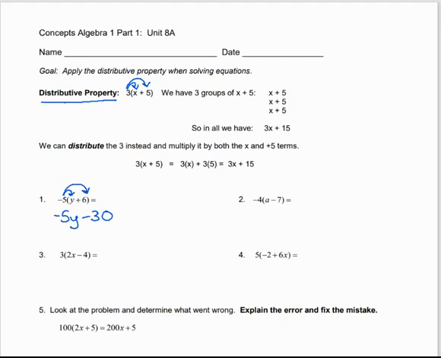Okay. So for number 2, same deal. We're going to distribute. Negative 4 times a is negative 4a. And then negative 4 times negative 7, and negative times a negative makes a positive 28. Okay, you guys try 3 and 4. Watch your signs, right? Watch your positives and negatives. Really important there. Give you guys 30 seconds or so.